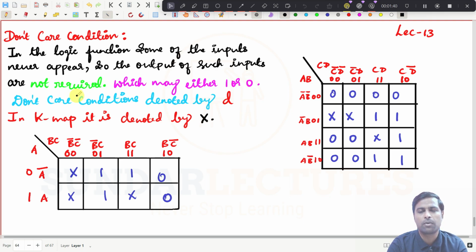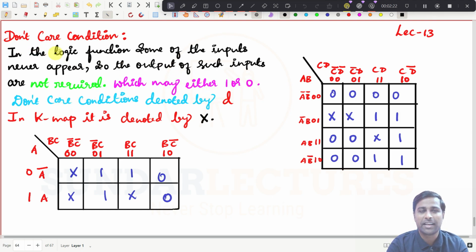For example, if you have a 4-variable system, there are 16 combinations, and of those 16 combinations, 14 combinations I need, which means I need a binary solution. If this combination comes, then the output should be 1. If this combination comes, then the output should be 0. For the other two combinations, it never appears. So if it never appears, then the output is not even required. It may be 0 or it may be 1. I don't care. That is what I have written here.